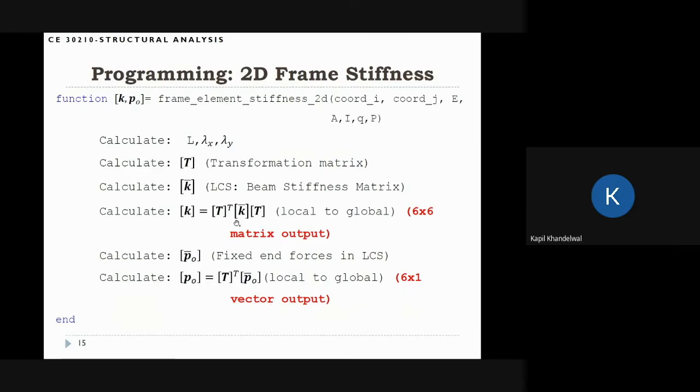So these two things are your output, K and P0. And this is something then the program will use. So these are the quantities that will be assembled in the global system. So you have to create this function as a part of your project.